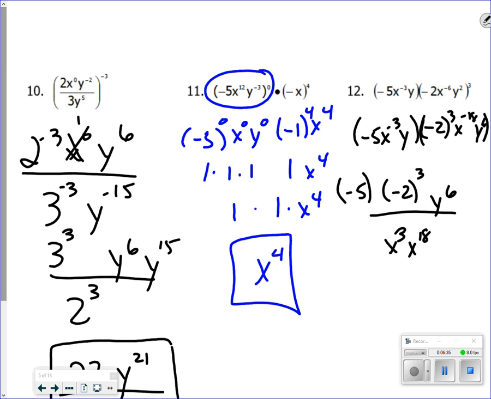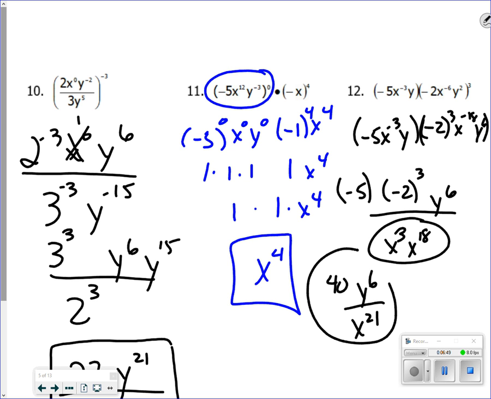Notice I have an x and an x on the bottom. X to the 3rd times x to the 18th makes x to the 21st. And now it's just the numbers. Negative 2 to the 3rd power is negative 8. Negative 8 times negative 5 is positive 40.